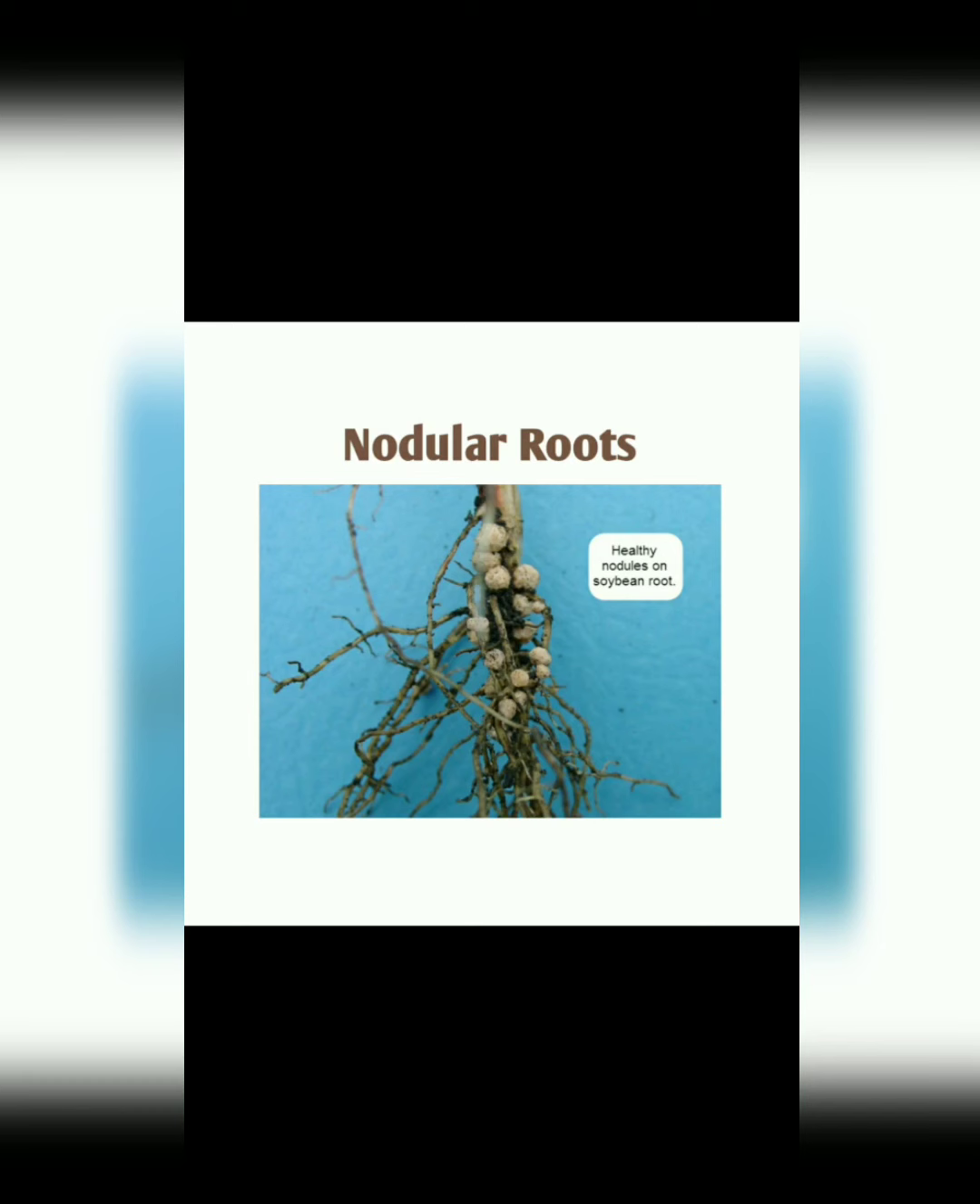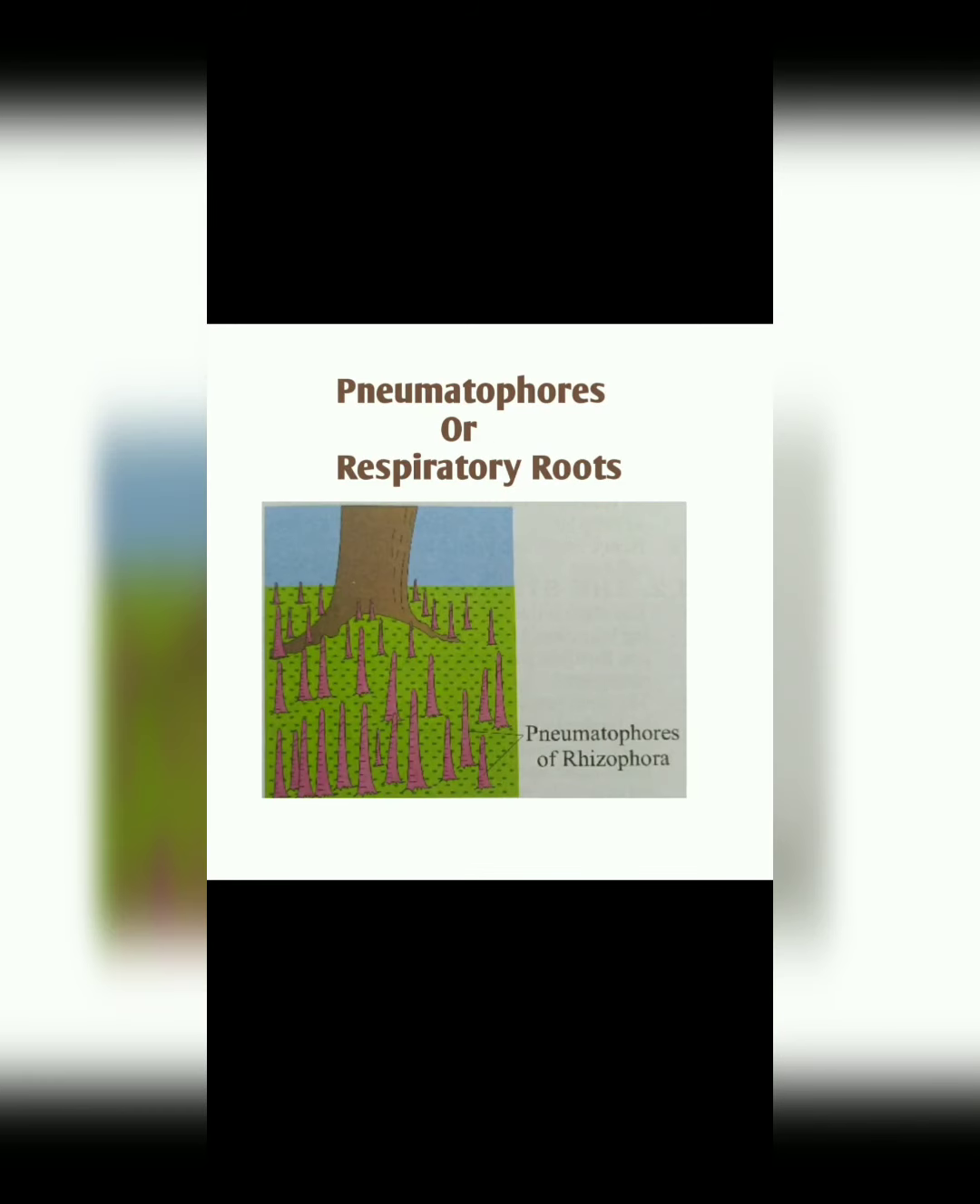In this picture, you can observe nodular roots. Generally in Leguminosae members, the root develops nodule-like structures, and in those nodules symbiotic bacteria reside and fix the atmospheric nitrogen. In this picture, you can see pneumatophores or respiratory roots, which arise from the roots and grow in the opposite direction from the soil. They are negatively geotropic, and on those roots we can observe small pore-like structures called pneumatodes. These roots help in respiration.